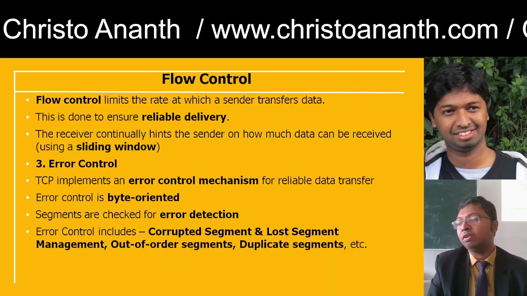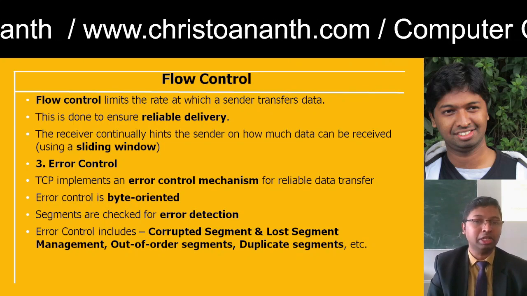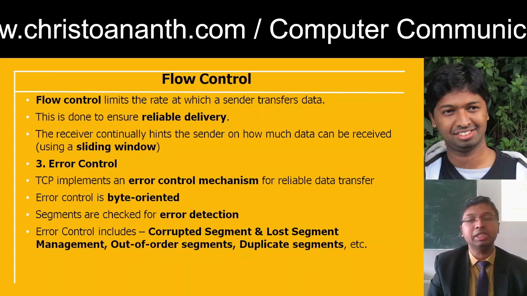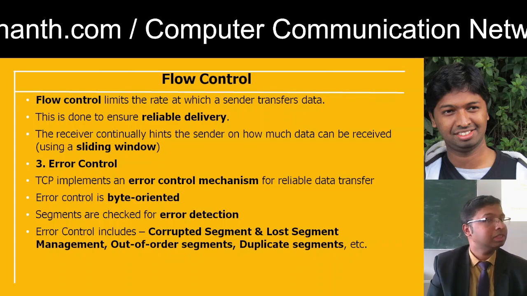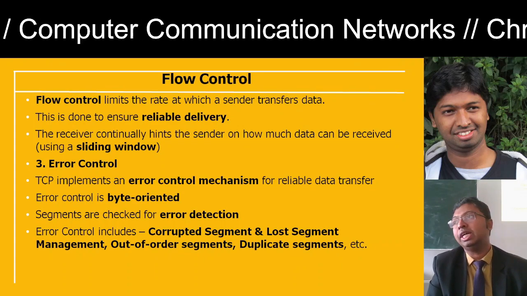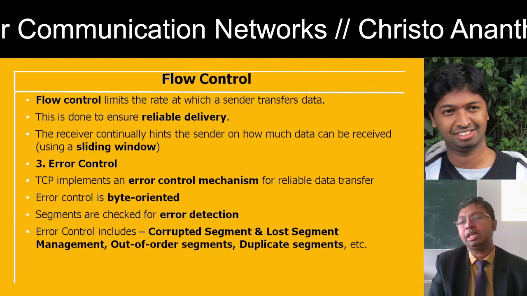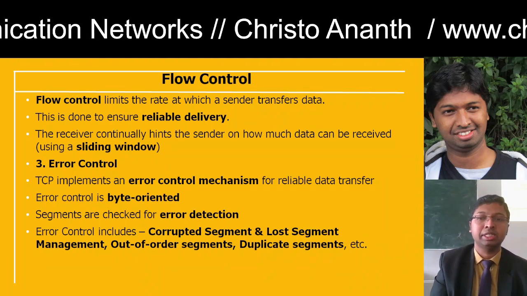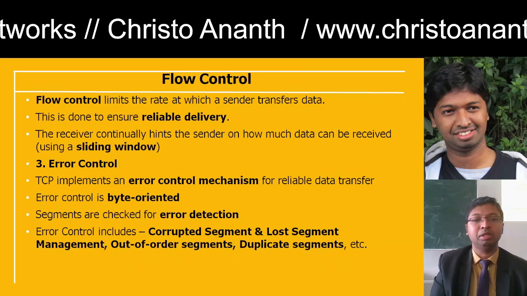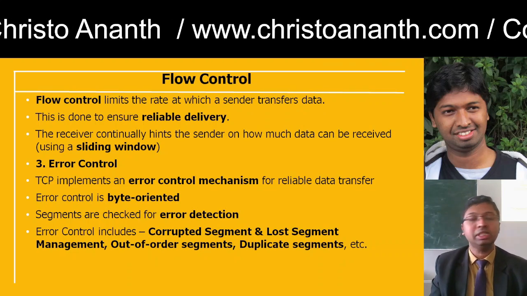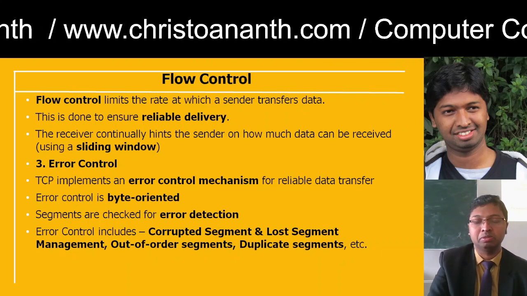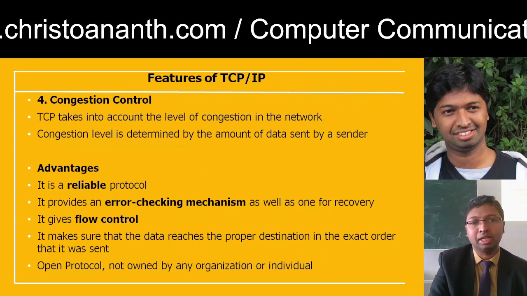And also you can go for an error control mechanism for reliable data transfer. Here error control is byte oriented, which means that the segments are checked for error detection. The error control covers corrupted segments, lost segments, out of order segments, and duplicate segments. And then we'll have congestion control.